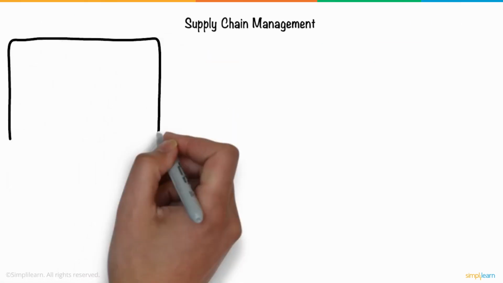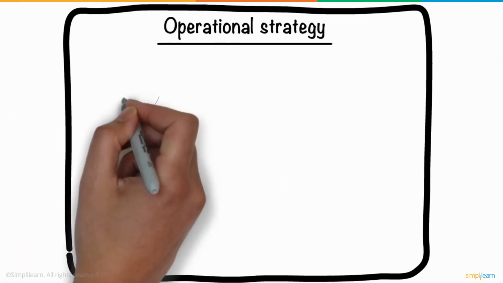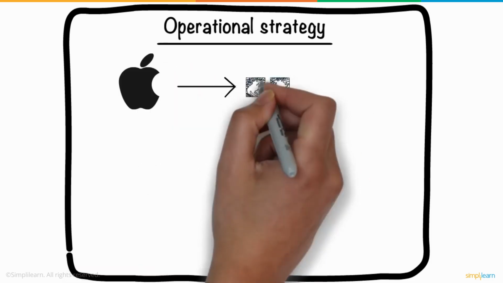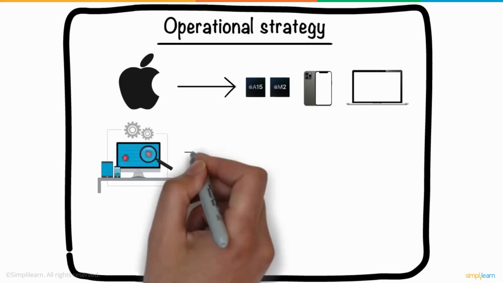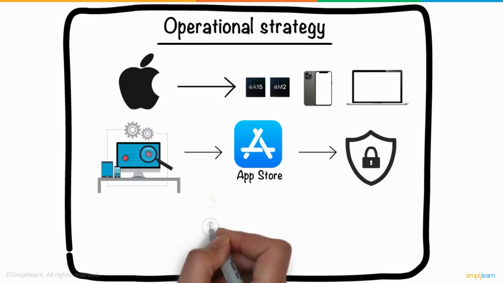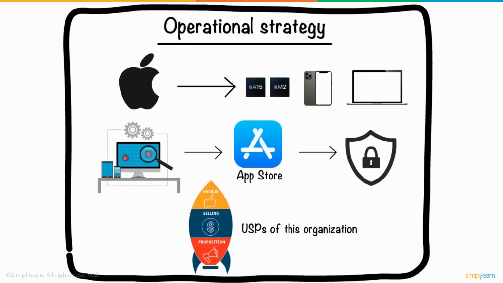The first stage of building a supply chain is planning an operational strategy. Apple, since its inception, has had a clear goal: to provide the best personal computing devices to consumers. The initiative of Apple to scrutinize each app or program before launching it on the Apple App Store makes all Apple devices more secure. These pre-planned actions or strategies had been the most vital USPs of this organization.